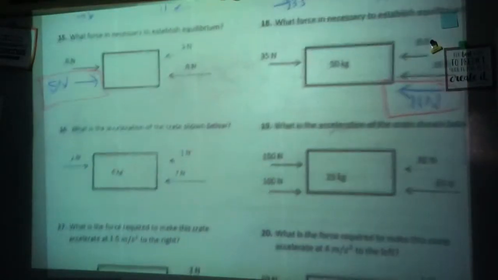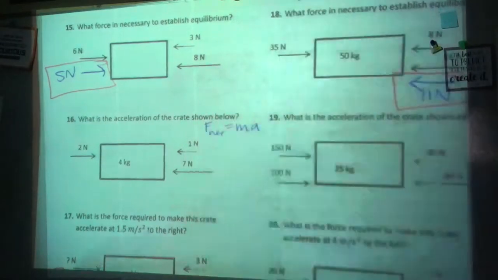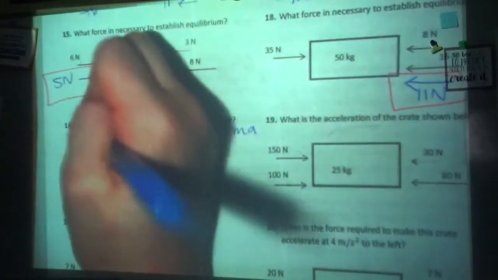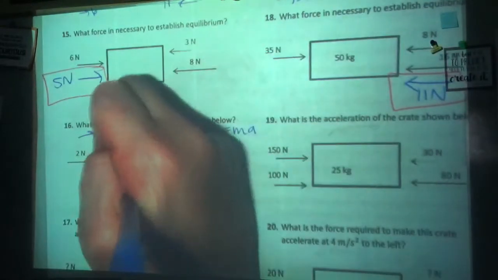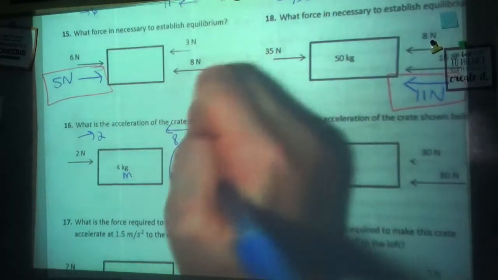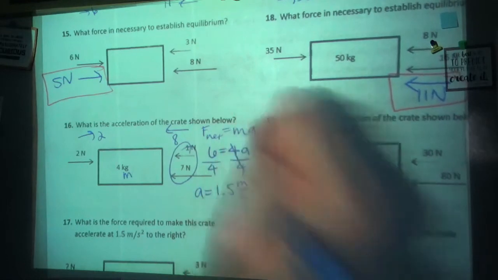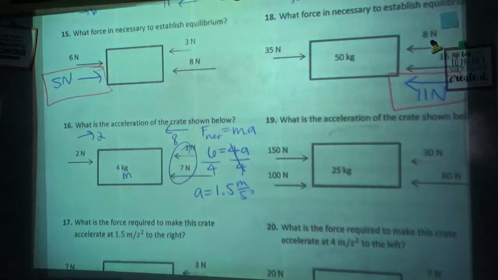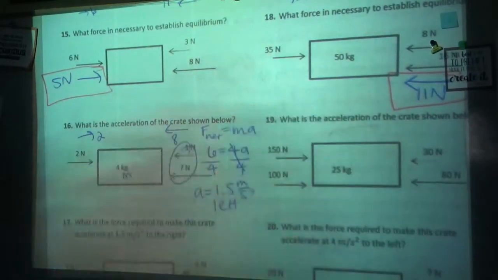16, I want the acceleration of the crate. So for acceleration, you would plug in Fnet equals ma. So this would become just 8 newtons this way and 2, which gives me a net force of 6, and the mass was given to me, it was 4. Now I have 6 equals 4a, divide the 4 over, you get acceleration is 1.5. And then I also want to put the direction. So here, the net force was to the left, so my acceleration will be to the left.